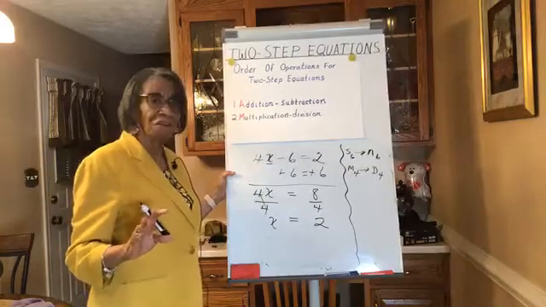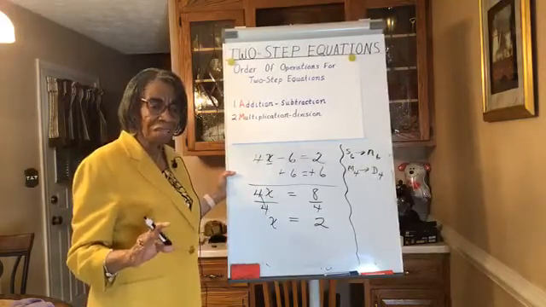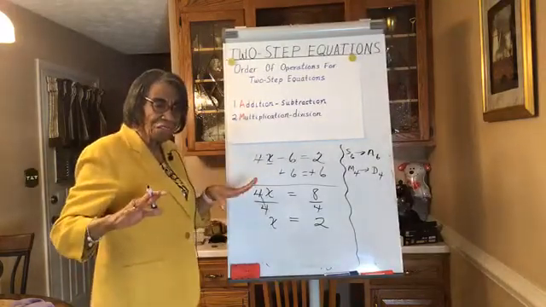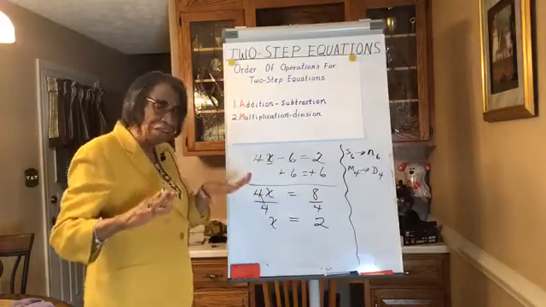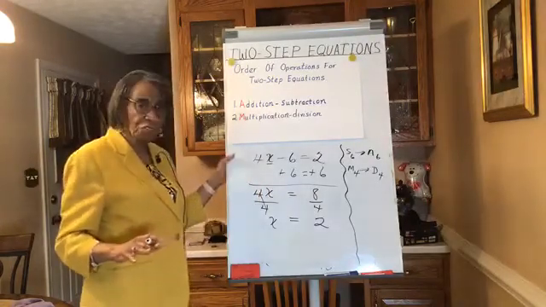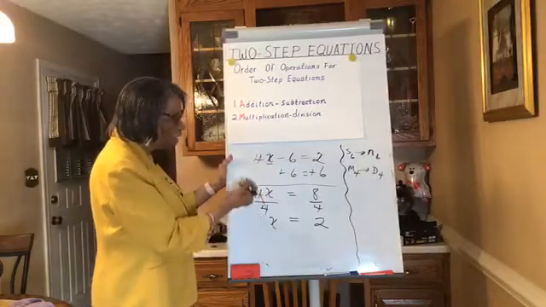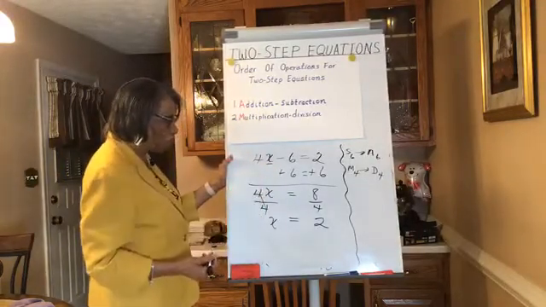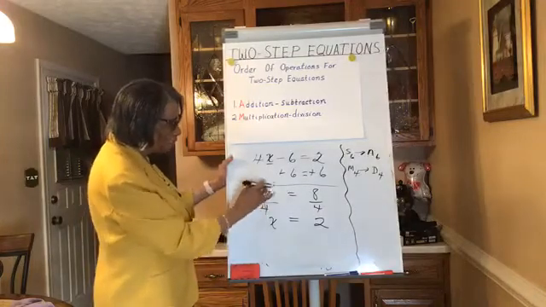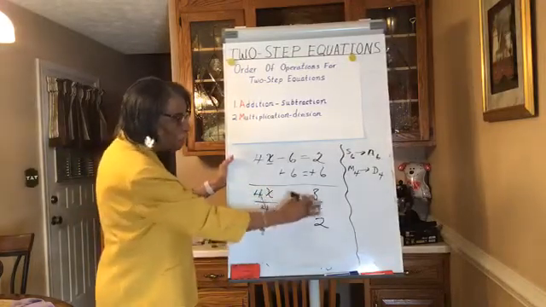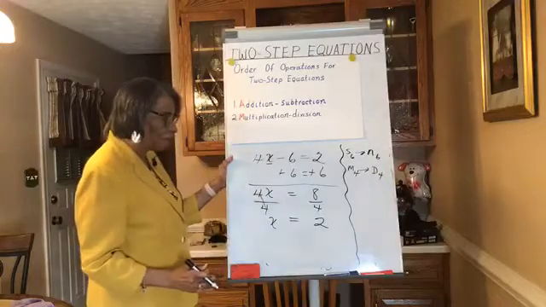It's just like having a scale and weighing something. And you have 2 sides, and the 2 sides have to be balanced in order to determine the weights. So what we want to do is find the value of the variable. And we can't find it until we get the variable on one side and the numerical part on the other side.